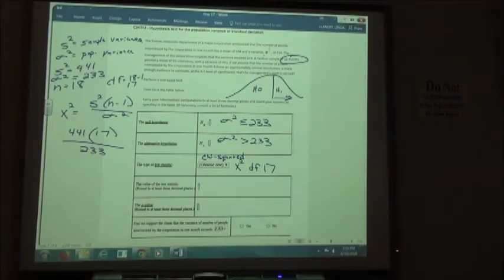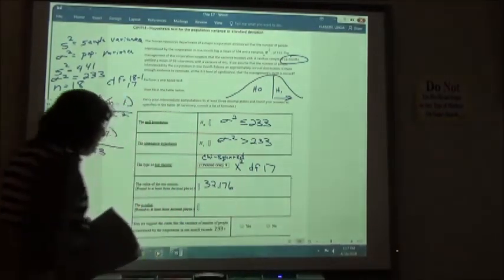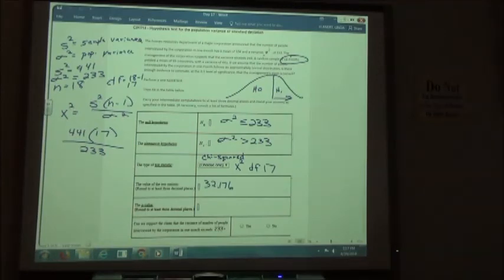What did you get when you put that in there? I don't know if this is right. It's a little bit off because you put 223 on the bottom and we were supposed to have 233 on the bottom. Try it again with the 233 down there. But it is kind of a big number. Is it 32? Yep. 176? Yep. 32.176 is our test statistic.